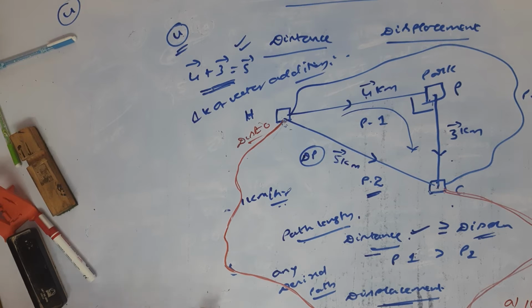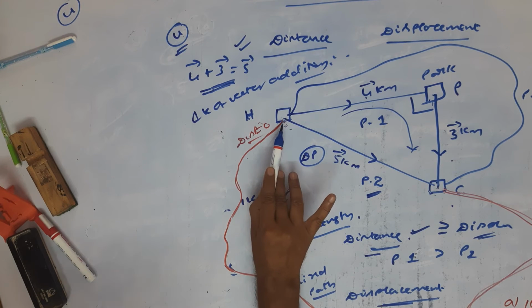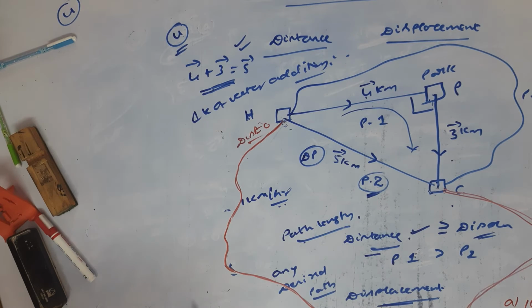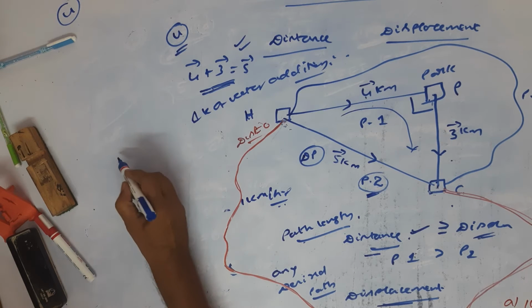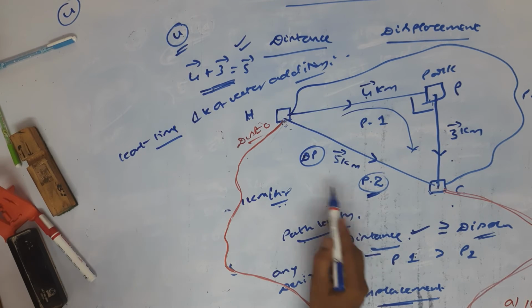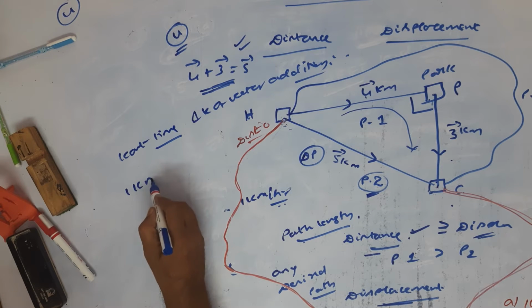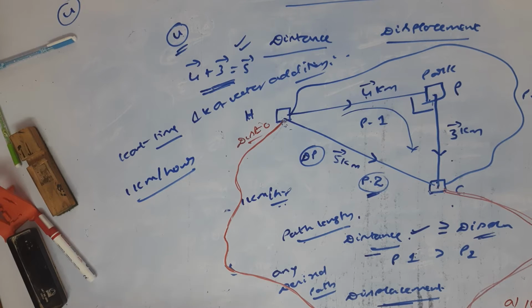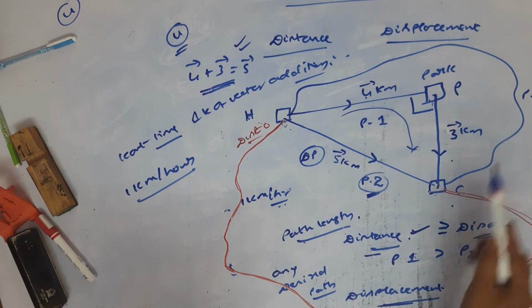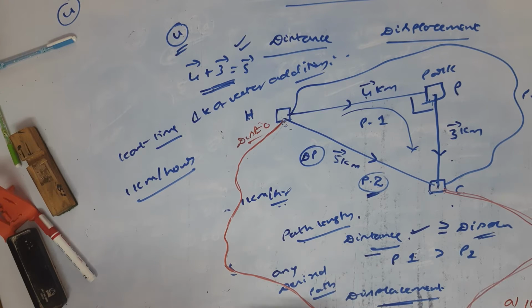Well, now the thing is, can you tell me, to go from home to the college, you are going to choose a path, no doubt. Among all these paths, can you tell me which path takes least time if you are traveling with the same speed, 1 kilometer per hour? Come on, be quick. This is path 1, path 2, path 3, path 4. Which path are you going to select?